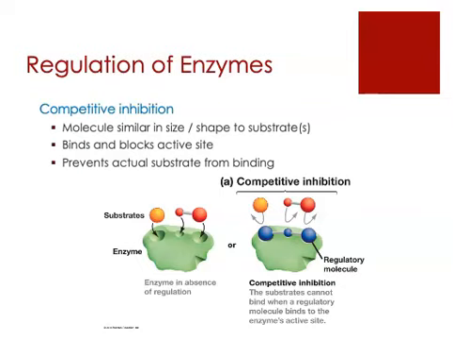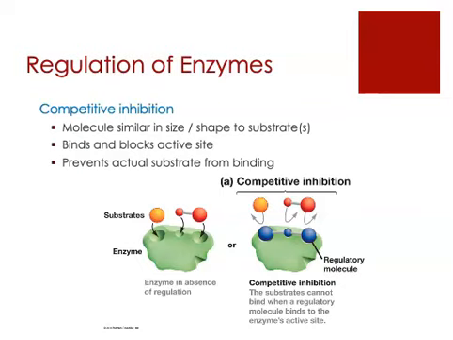During competitive inhibition, a molecule that looks a lot like the substrate molecule is going to be used by the cell to control the enzyme. This molecule is very similar in size and shape to the substrate, but it's not the substrate. And what it means is that this competitive molecule is going to be able to bind to the active site. Remember, the active site is specifically shaped for that substrate.